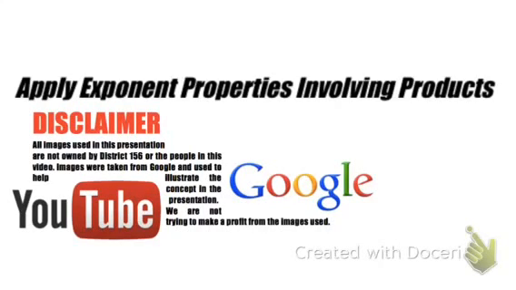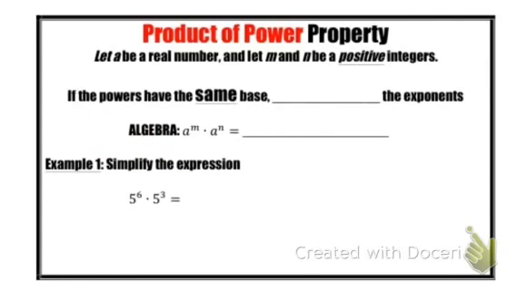Alright guys, we are back and we are going to apply exponent properties involving products, and hopefully we know that products represent multiplication problems, the answer to multiplication problems. Alright, so we're going to be learning a bunch of properties in this entire unit. The first property is called the product of a power property, and so letting a be a real number, again real number is any kind of number that you can think of, and m and n be positive integers. So if the powers have the same exact base, we add the exponents.